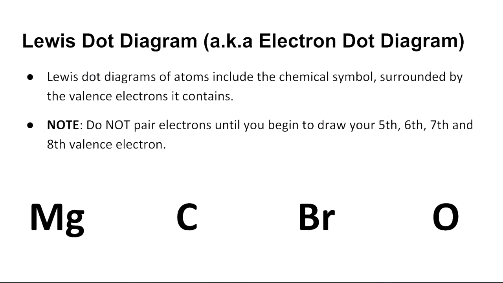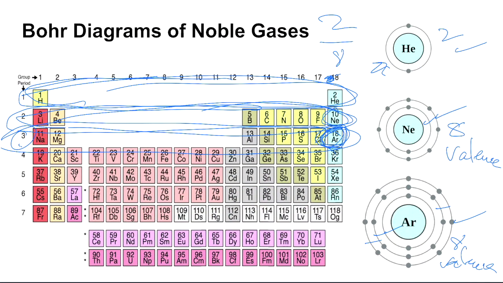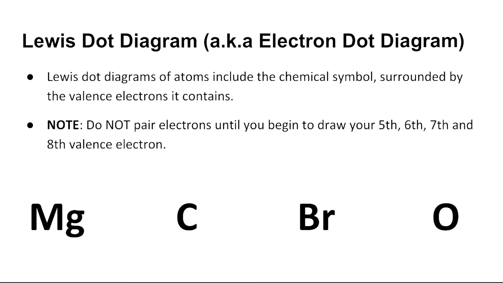Last thing I want to outline, we saw the Bohr diagram, and I shared about Bohr-Rutherford diagrams in an earlier lesson. But now, when it comes to bonding, we like to use what's referred to as the Lewis dot diagram or the electron dot diagram. So a Lewis dot diagram of atoms includes the chemical symbol surrounded by the valence electrons that it contains. Do not pair the electrons until you begin to draw your 5th, 6th, 7th, or even 8th valence electron, and you'll understand what I mean when I draw these.